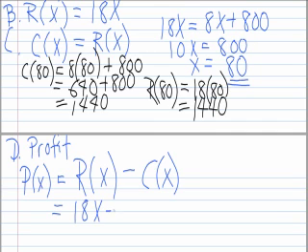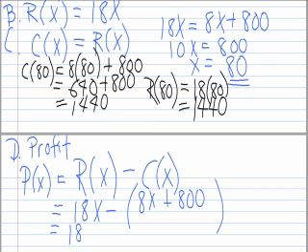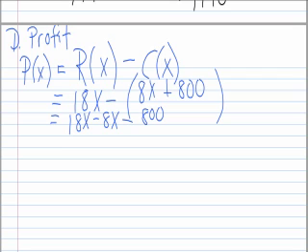18x. Now our cost function involves two parts, so we have to subtract both parts, and that's why I put parentheses here. 8x plus 800. So distributing and getting my signs all right here, 18x minus 8x minus 800 gives me a profit function of 10x minus 800.